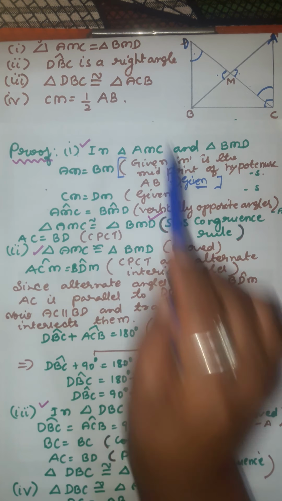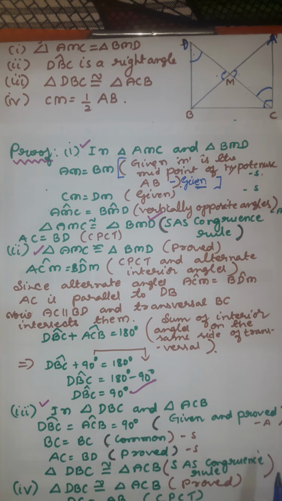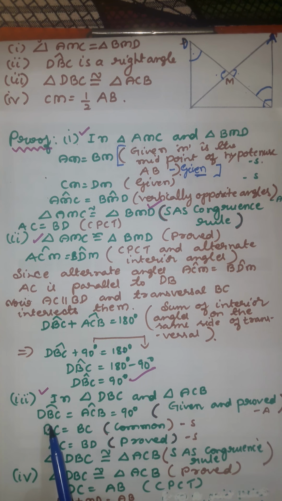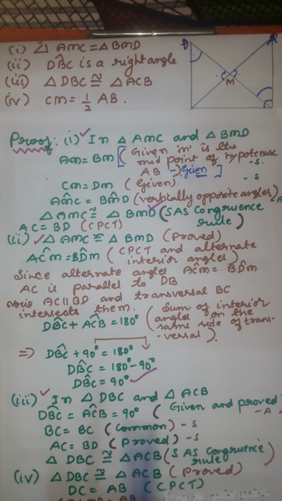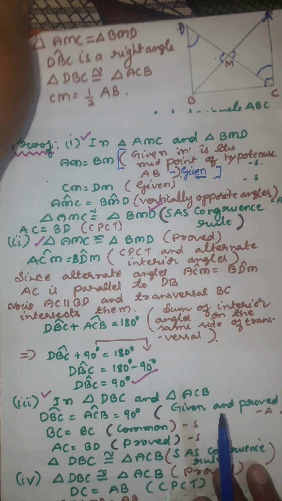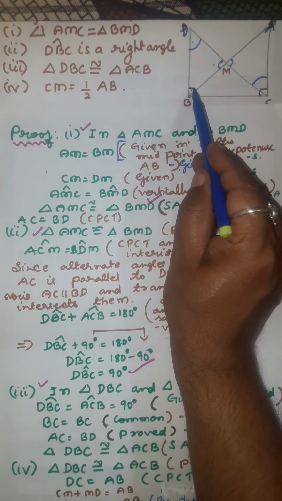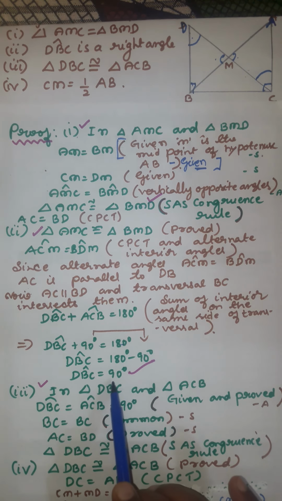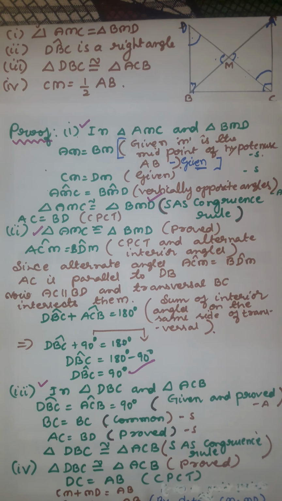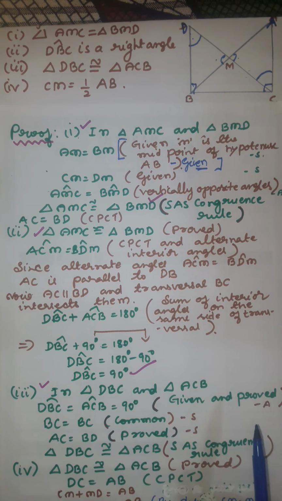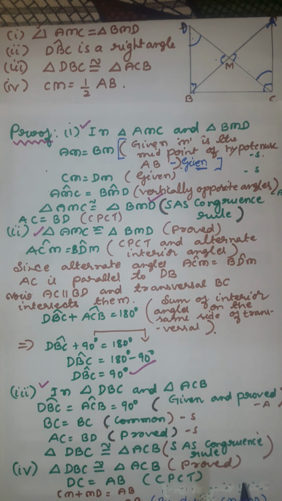Triangle DBC is congruent to triangle ACB. Now in triangle DBC and triangle ACB, angle DBC is equal to angle ACB is equal to 90 degrees. Angle DBC is proved to be 90 degrees, and angle ACB is 90 degrees already given. So the reason is given and proved. Then BC is equal to BC, common side.